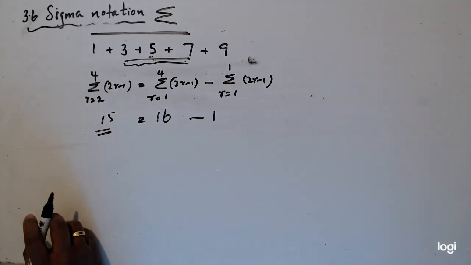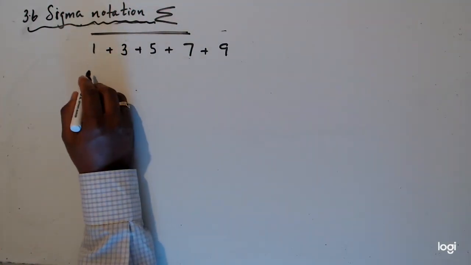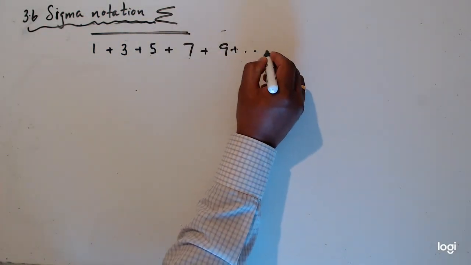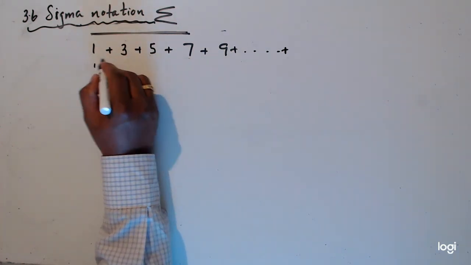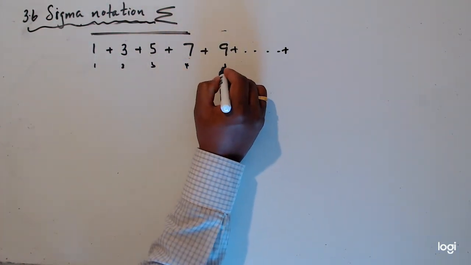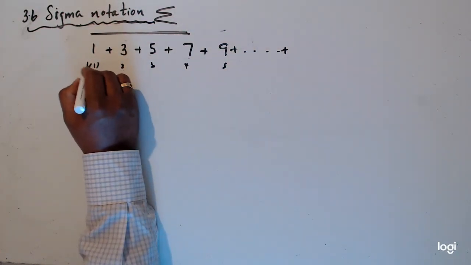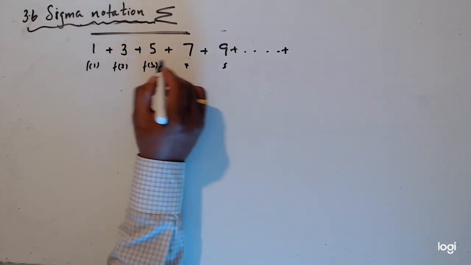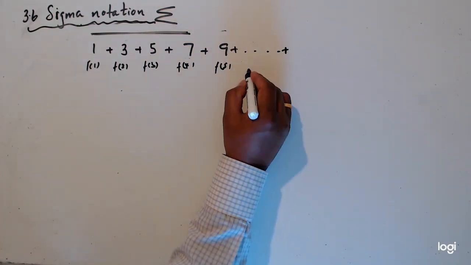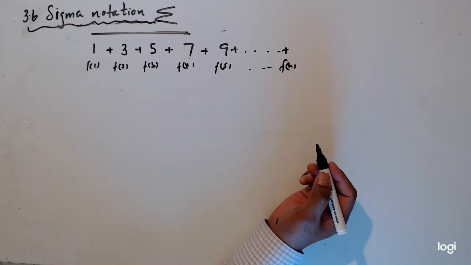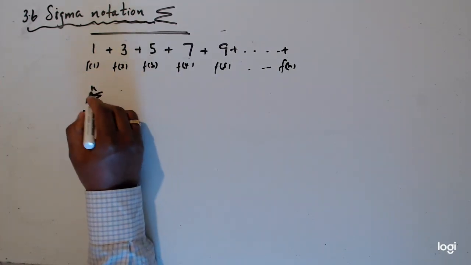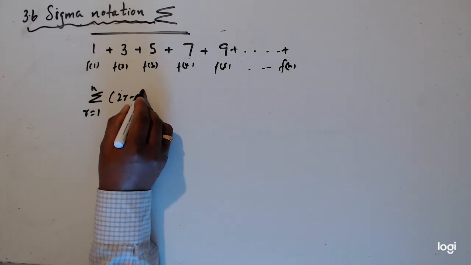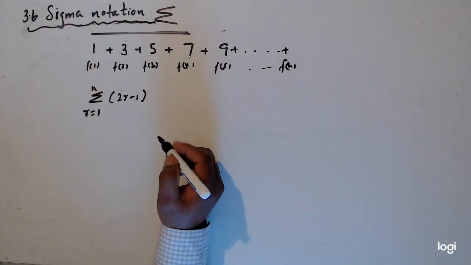Now let's generalize this idea. Assume now I want to find this series up to the nth term. So this is first, second, third, fourth, fifth, F2, F3, up to the nth term. Basically we need to find the summation r equal 1 to n of 2r minus 1. So this is the 2r minus 1 series.